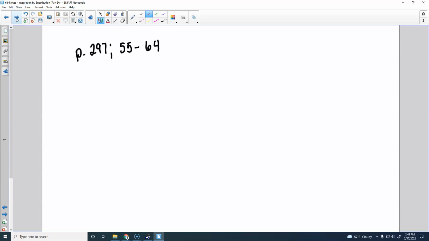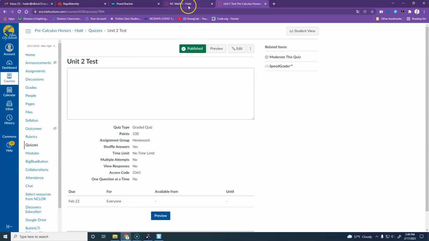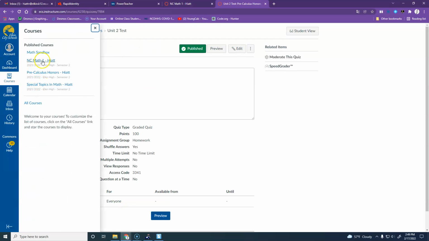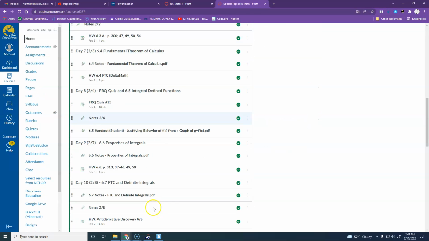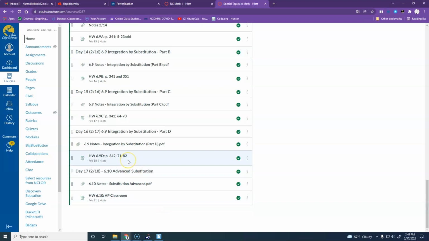Hold on. I don't think that's the right page. Let me look. I think that's from the old book. Let me check Canvas. I must not have changed it here. Okay, that's the wrong page. I put it on Canvas. I remember doing this now. I've got the right assignment. Let's see. Okay, it is actually page 342. Same page we've been doing all this work from. And 71 through 82.